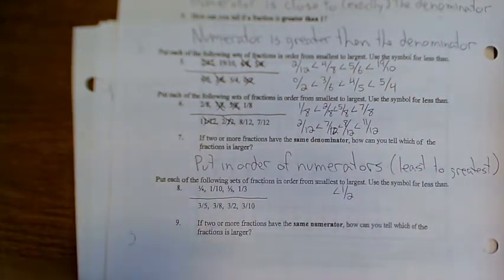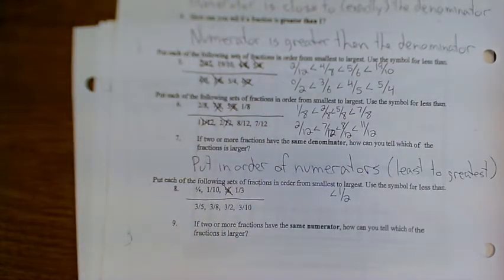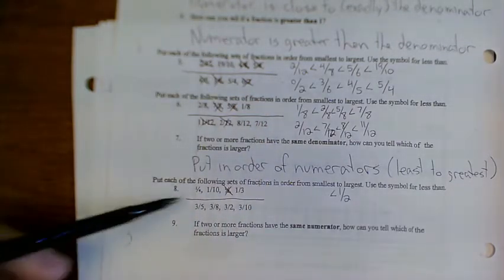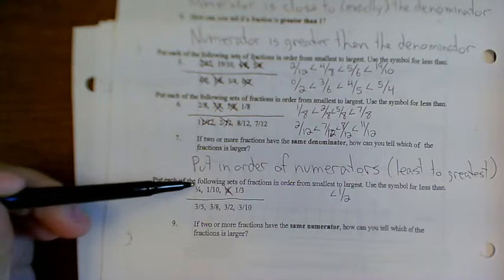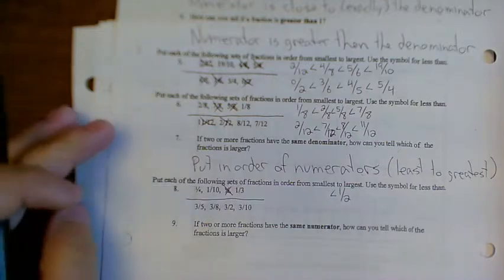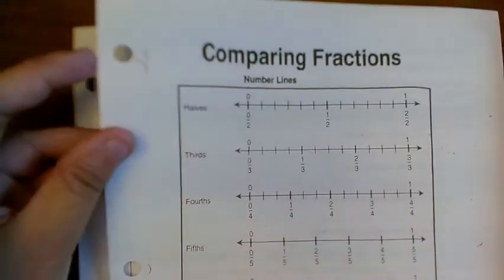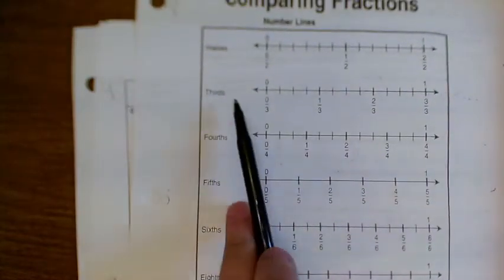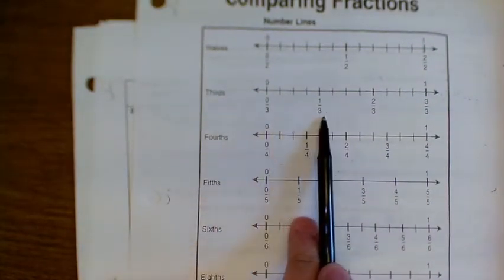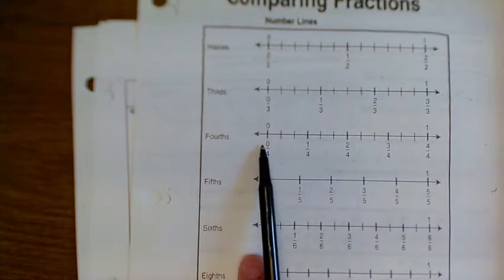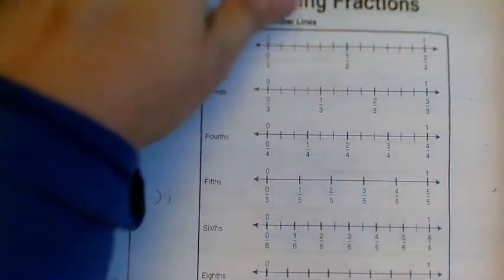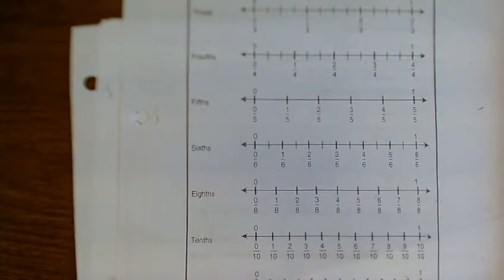Okay, so what about the other 3? How do we put them in order? When the numerator is the same, we have to focus on the size of the denominator. So one thing we can do, if you flip this page back to page 165, we have these number lines. One way we could do this is just look. So here's where a third would be. Here's where a fourth would be. And then down here is where a tenth would be.